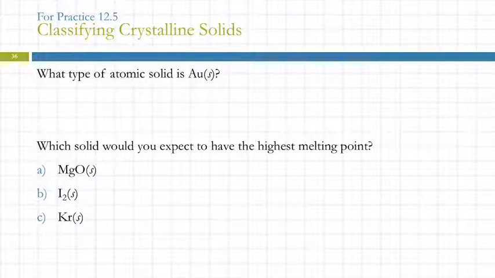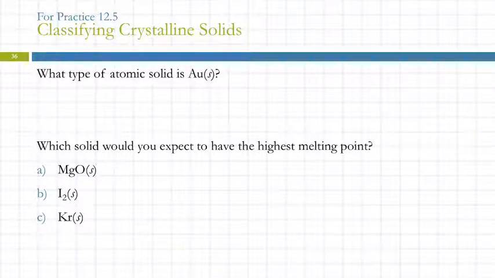So we should be able to answer questions like this. What type of atomic solid is gold? So atomic solid, what are the three kinds? Non-bonding, metallic, and network covalent, right? What kind of an element is gold? It's a metal. So it's a metallic atomic solid.